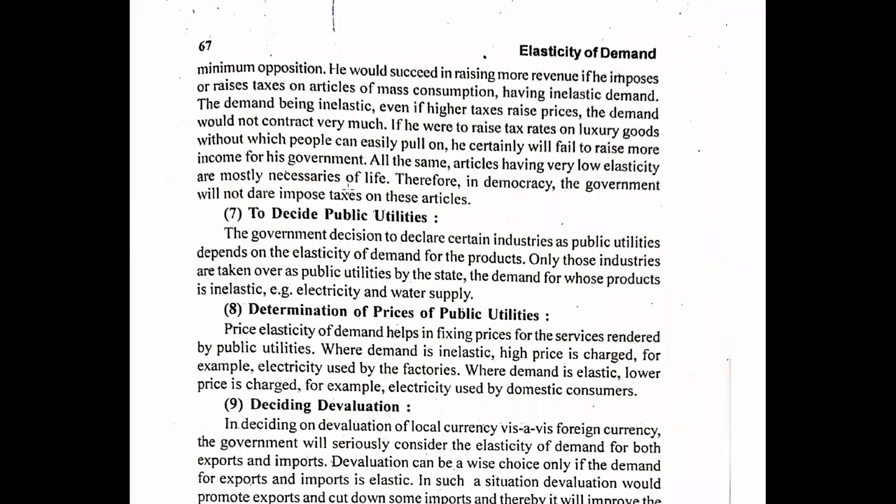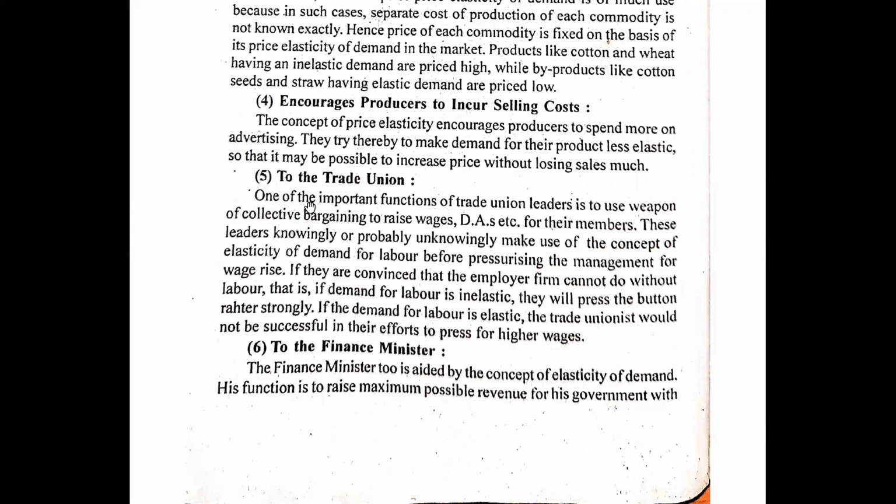The fifth point is the trade union. One of the important functions of the trade union leaders is to use the weapon of collective bargaining to raise wages, DA, etc. DA means dearness allowance for their members. These leaders, knowingly or probably unknowingly, make use of the concept of elasticity of demand for labor before pressuring the management for a wage raise. If they are convinced that the employer firm cannot do without labor, that is, if demand for labor is inelastic, they will press the button rather strongly.